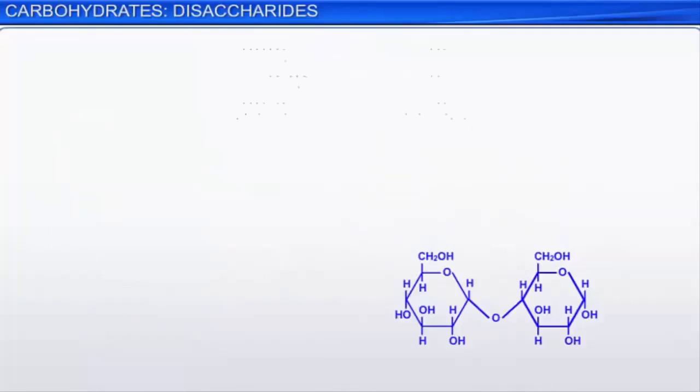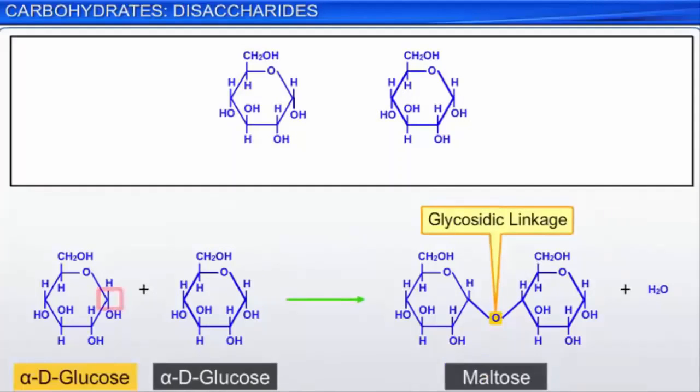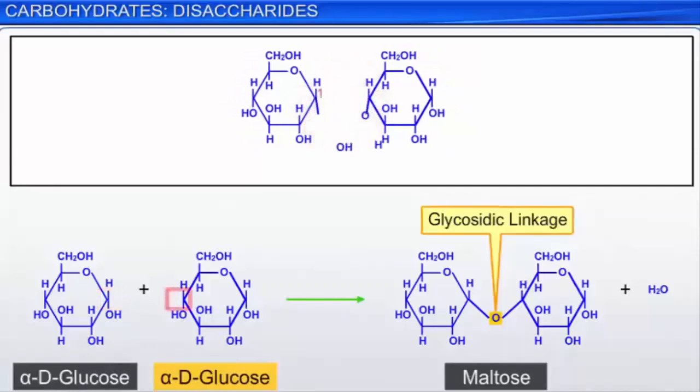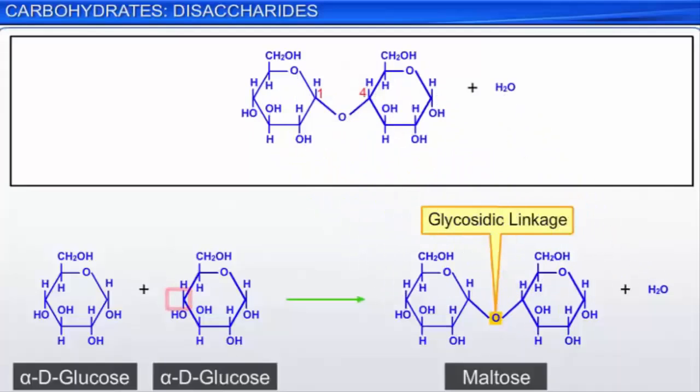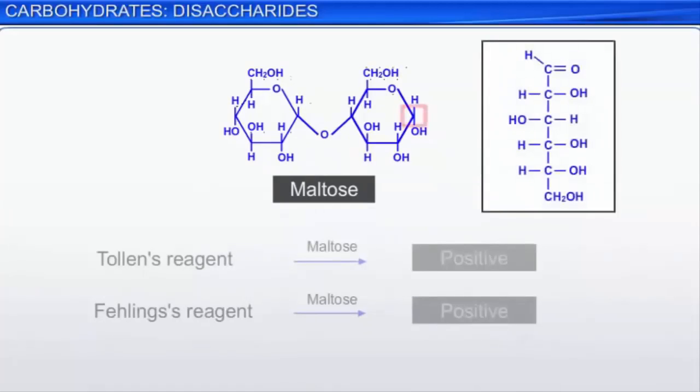The glycosidic linkage in maltose is formed between the carbonyl group of the C1 of alpha-D-glucose and the hydroxyl group of the C4 of the second alpha-D-glucose. The availability of a free aldehydic group at the C1 of the second glucose in its solution allows the maltose to reduce Tollens and Fehlings reagents. Hence, maltose, unlike sucrose, is a reducing sugar.